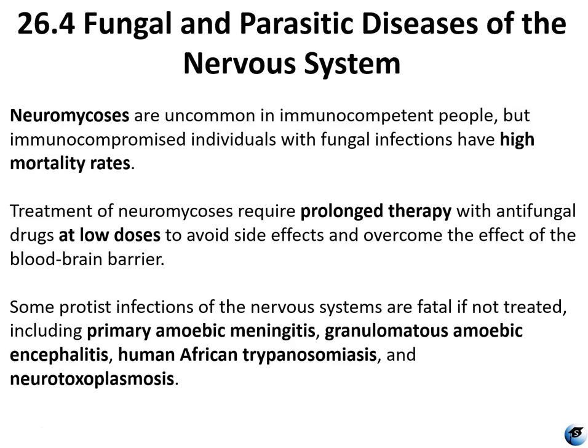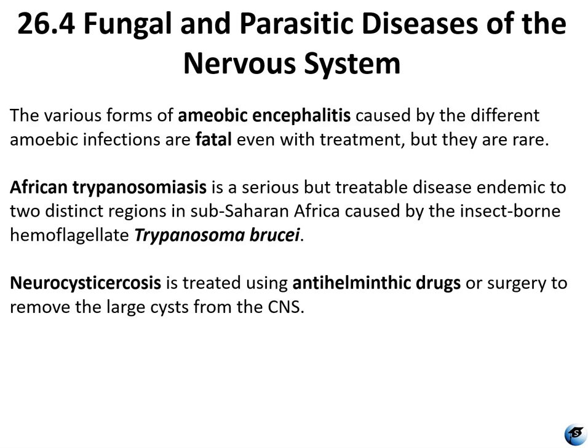Some protist infections of the nervous system are fatal if not treated, including primary amoebic meningitis, granulomatous amoebic encephalitis, human African trypanosomiasis, and neurotoxoplasmosis. The various forms of amoebic encephalitis caused by the different amoebic infections are fatal even with treatment, but thankfully they are rare. African trypanosomiasis is a serious but treatable disease endemic to two distinct regions in sub-Saharan Africa and caused by the insect-borne hemoflagellate Trypanosoma brucei.